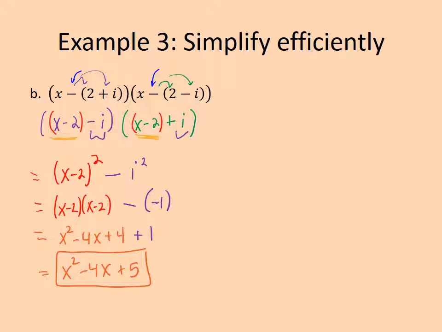Now, remember, the only way we got our difference of perfect squares is we distributed our negative. And when you distributed the negative, you were left with x minus 2 minus i. On the other factor, you're left with x minus 2 plus i. So this was our a, and this is our b. And so our a squared was (x minus 2) squared. Our b squared was i squared. So that's where those terms came from if you were a little confused.